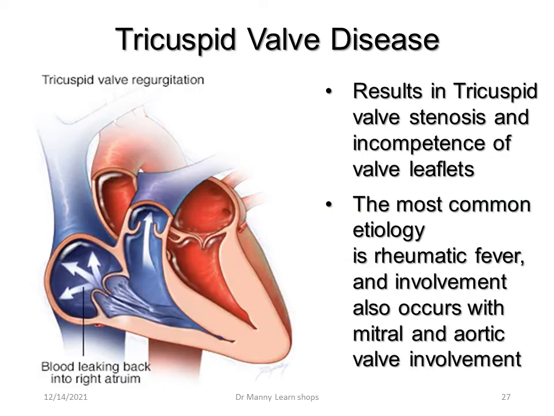Then you've got tricuspid valve disease, and this is typically not a problem in adults, but it could be. Tricuspid valve disease is typically related to congenital heart disease, but if you do have it, it can result in stenosis or incompetence of the valve leaflets again. The most common etiology is rheumatic fever, and involvement also occurs with mitral and aortic valve involvement, so it can affect all. But basically, it's blood leaking back from the right ventricle into the right atrium. And this can result in right heart failure as well.